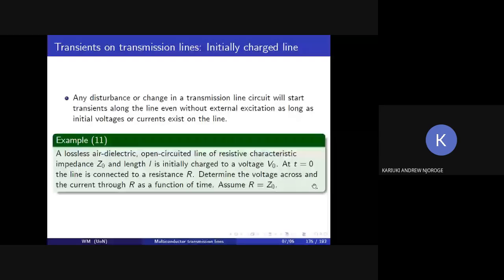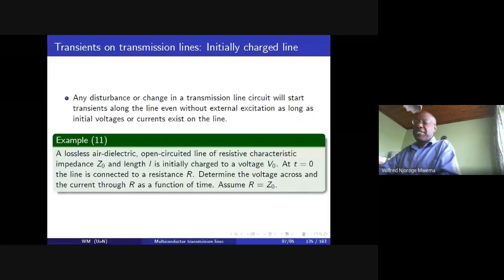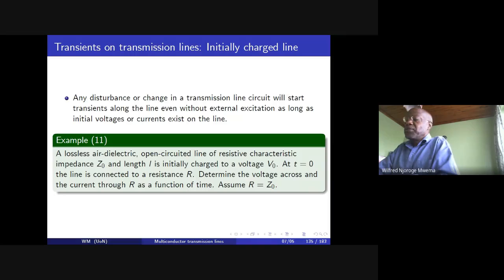Good morning. We are going to continue from where we left last time, and now we are going to look at a line that has already been turned on. Then we either connect a load to it or we switch it off. That is, we call it an already charged line.